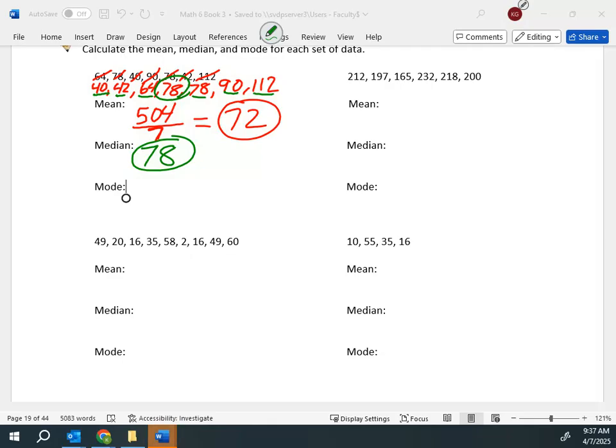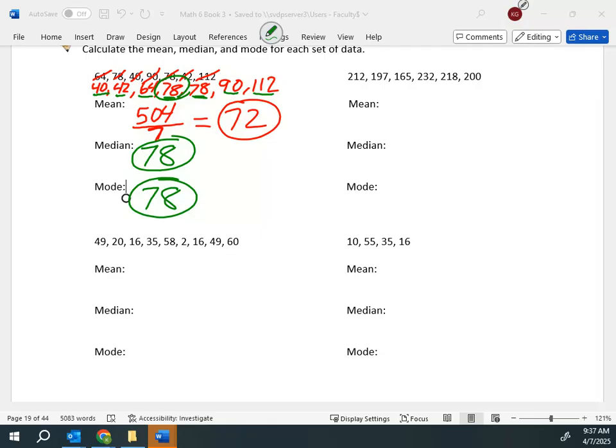What is my mode? Sophie? How do you know my mode is 78? 78 appears the most. That is the only one that we see 2 times. So my median and my mode sometimes might be the same number. You could even have a problem where your mean, median, and mode are all the same number. You never know. It all depends on the other numbers in your data.